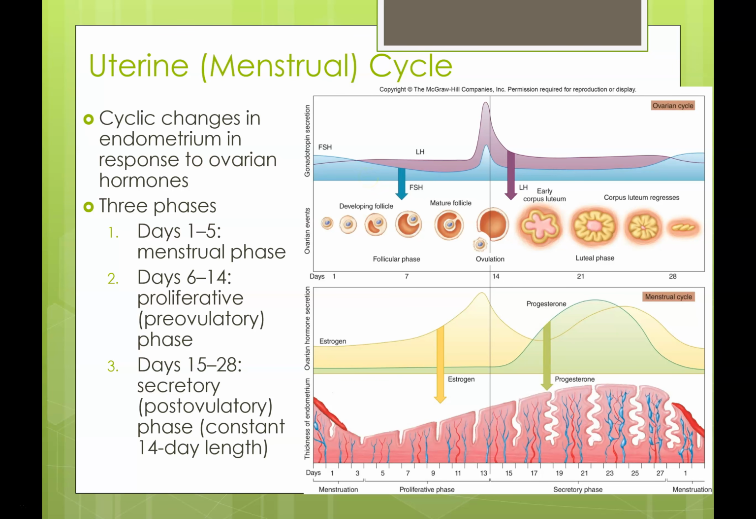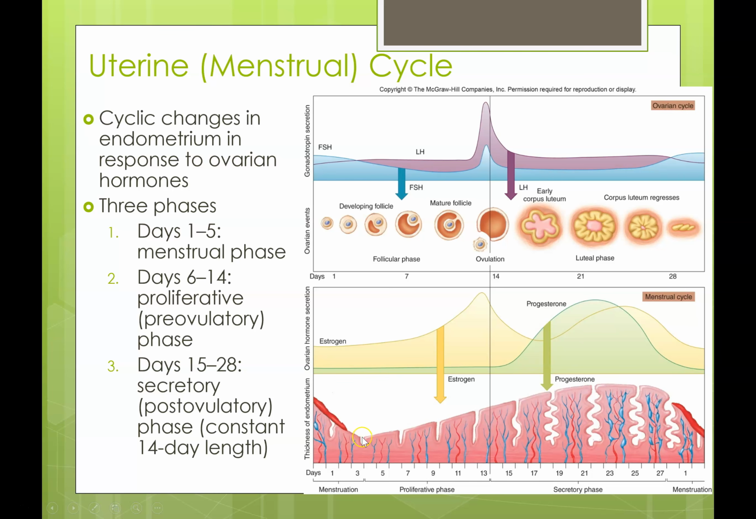Now let's talk about the menstrual cycle or the uterine cycle. These are going to be cyclic changes in the endometrium in response to ovarian hormones. So we have a couple phases here. We've got our menstrual phase that will be between days 1 and 5. In some women, it will be a full week. In other women, it's shorter. It just depends on the person. But on average, days 1 through 5.